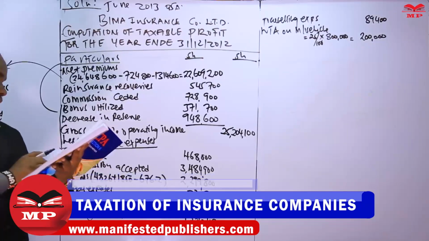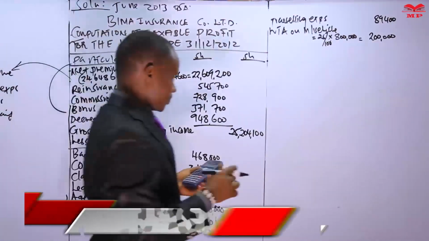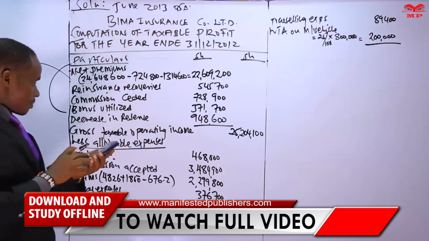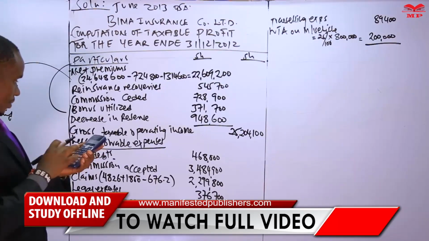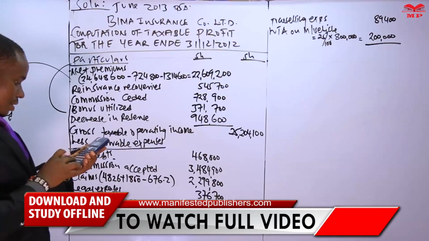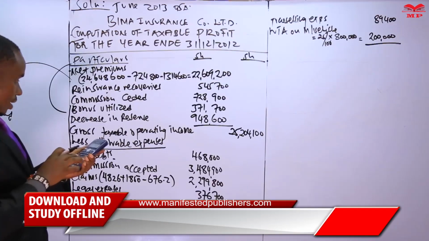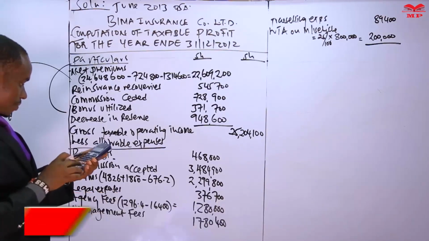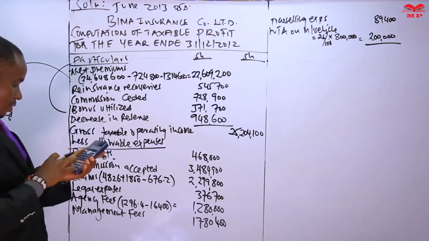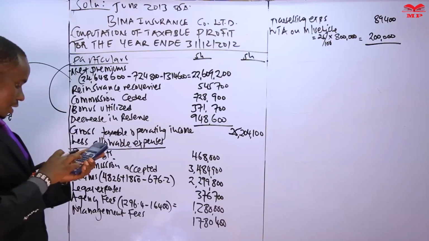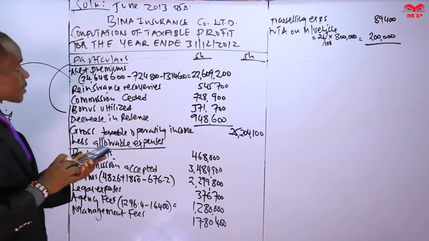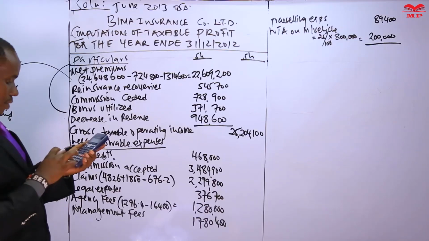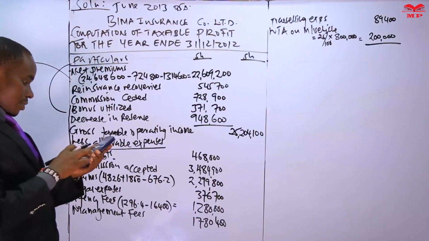So we have exhausted the allowable. So we get the total. So the total of the expenses, we have 468,000 plus 3,484,900 plus 2,299,800 plus 376,700 plus 1,280,000 plus 1,780,400 plus 89,400 plus 200,000.